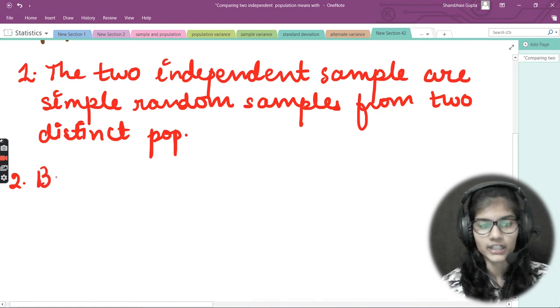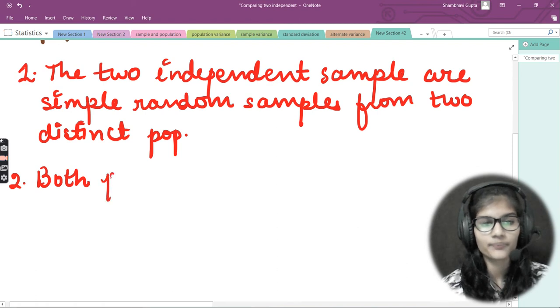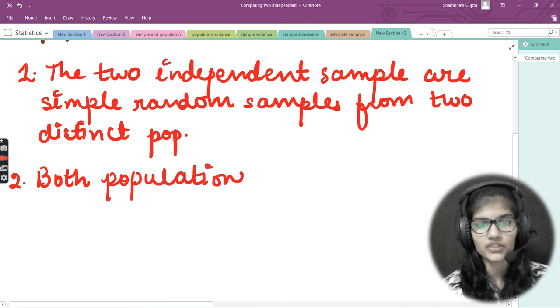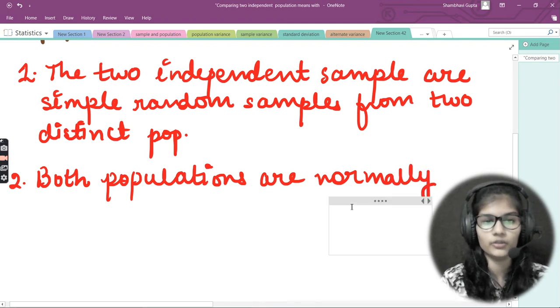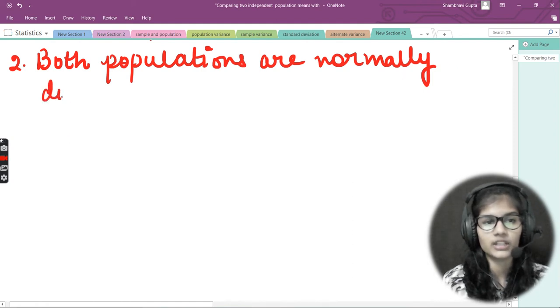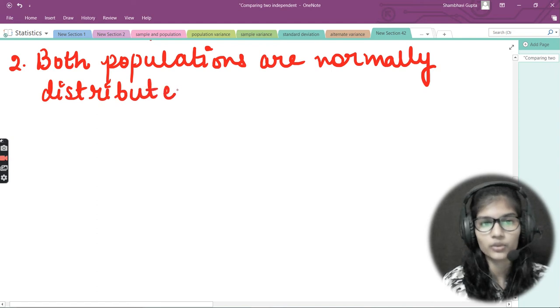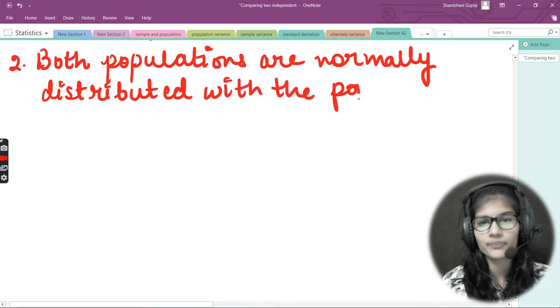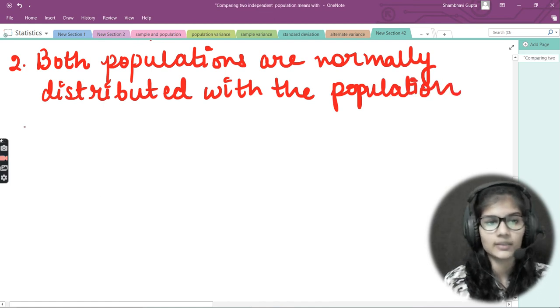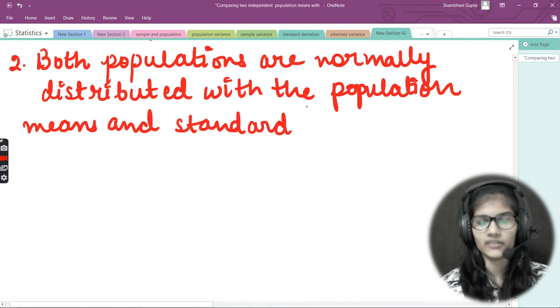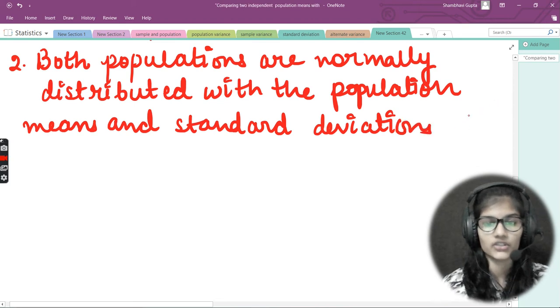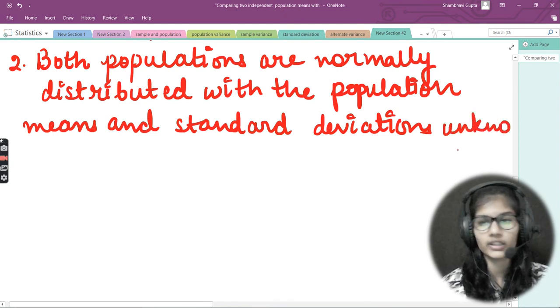After that we have: both populations are normally distributed with the population means and the standard deviations unknown. Let me write here: both populations are normally distributed with the population means and the standard deviations unknown.